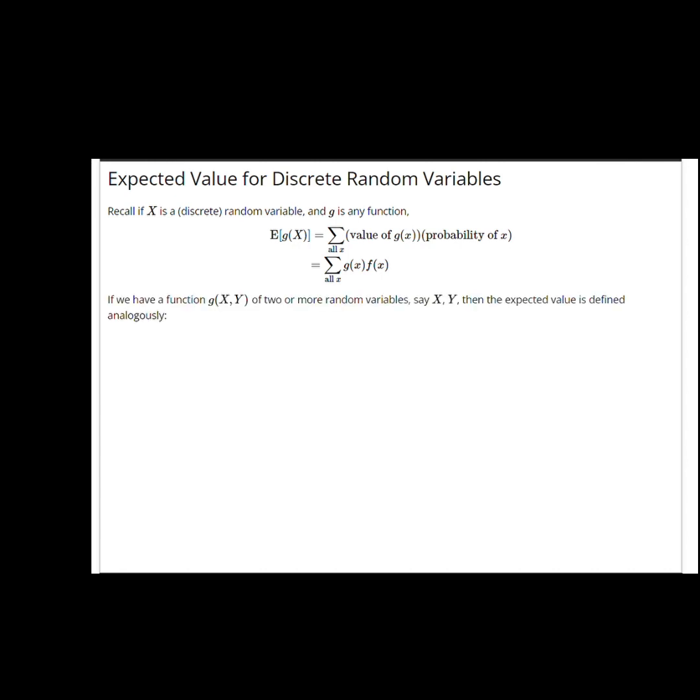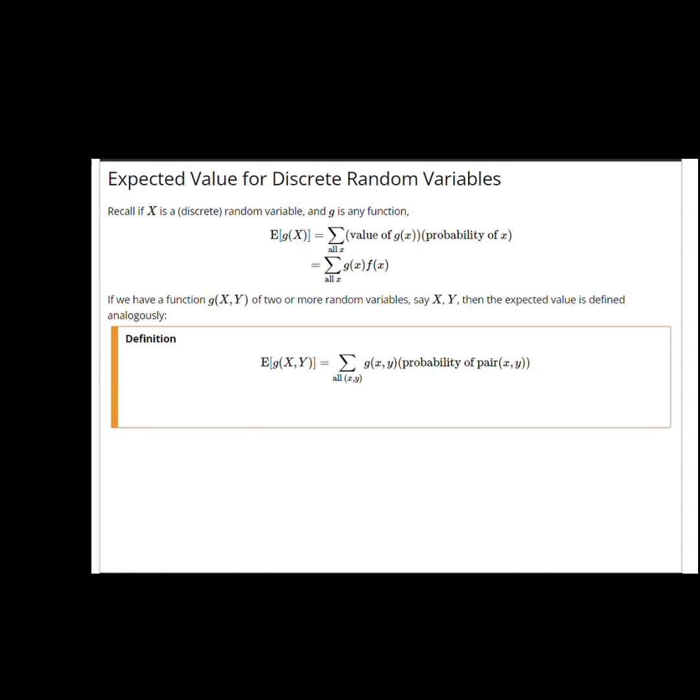Suppose we have a function of two or more random variables, X and Y. Call that function g of X, Y. Then the expected value is defined in exactly the same fashion. The expected value of g of X, Y is obtained by adding over all pairs of values, x and y, the value of the function g of x, y, times the probability of that pair. And remember, the probability of a given pair is the definition of the probability function, f of x, y. So this becomes the sum over all values of x and y, g of x, y, f of x, y.